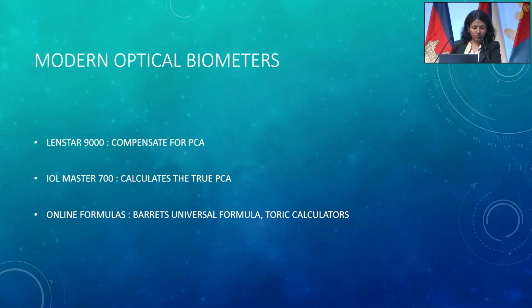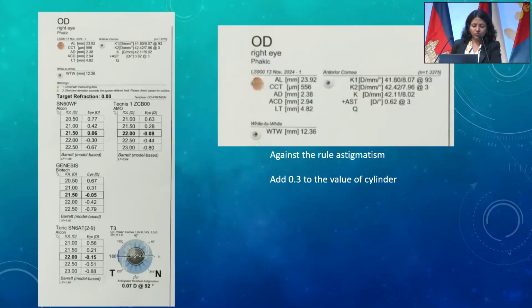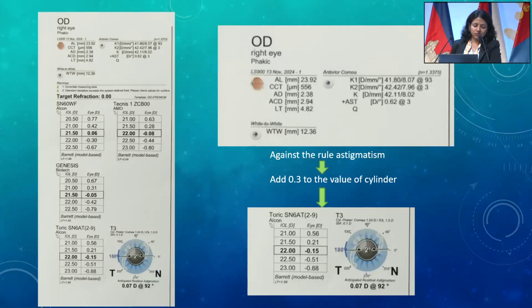Now the modern optical biometers take into consideration the posterior corneal astigmatism. Lenstar actually compensates for PCA. IOLMaster 700 calculates the true PCA, and the online formulas like Barrett's universal formula and the toric calculators compensate for the PCA in the calculations. So coming to an example, here the astigmatism is showing only 0.62 at 3 degrees, so you would say that it is not very significant, but if you compensate for the posterior corneal astigmatism, it becomes significant, and there is a 1 diopter astigmatism at the level of the cornea, which will remain as a residual cylinder, so you had better use a toric IOL here.